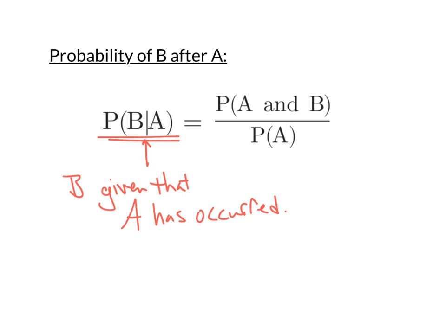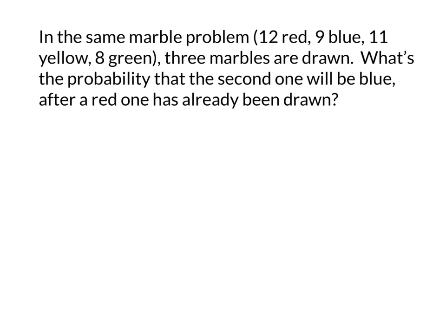In a lot of ways, we can just reason our way around it, but there are going to be some other situations where we can't, and we're going to need to rely on this formula that we have here: to calculate that probability, we will find the probability of A happening and then B happening, and divide that by the probability of just A happening. In this case, the marble problem is kind of a trivial example, but let's say we still have 12 red, 9 blue, 11 yellow, and 8 green marbles. We're going to draw 3 of them, and what's the probability that the second one will be blue after a red one has already been drawn?